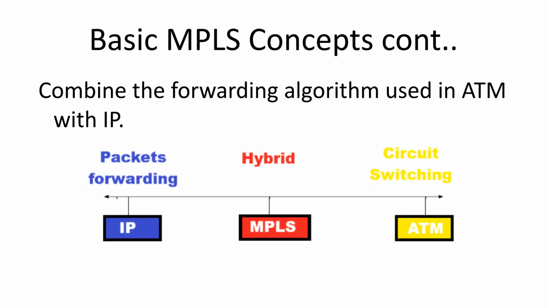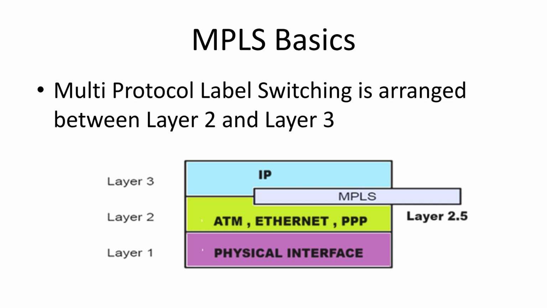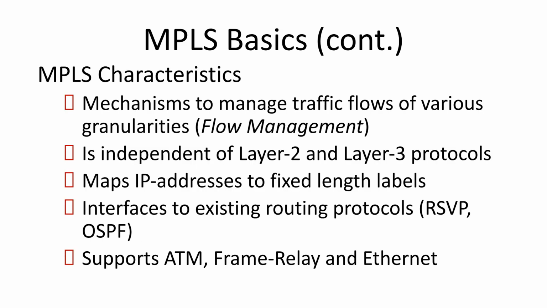MPLS conceptually combines the forwarding algorithm used in ATM with IP, creating a hybrid approach between IP's packet forwarding and ATM's circuit switching. Multi-protocol label switching is positioned between Layer 2 and Layer 3 of the networking model, often referred to as Layer 2.5. MPLS characteristics include mechanisms for managing various traffic flow granularities. It is independent of Layer 2 and Layer 3 protocols, mapping IP addresses to fixed-length labels. It interfaces with existing routing protocols and supports ATM, frame relay, and Ethernet.